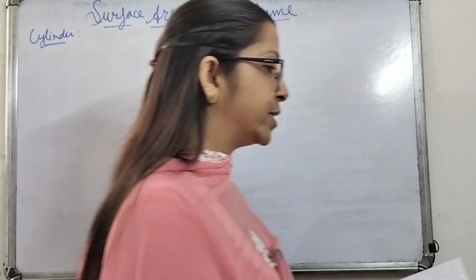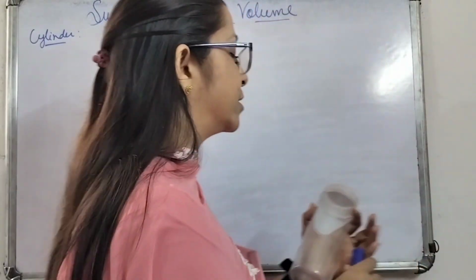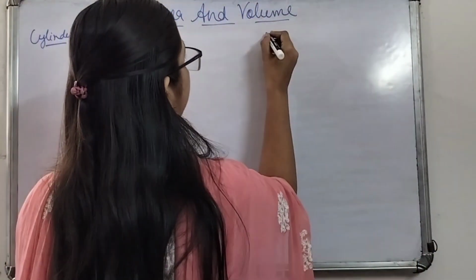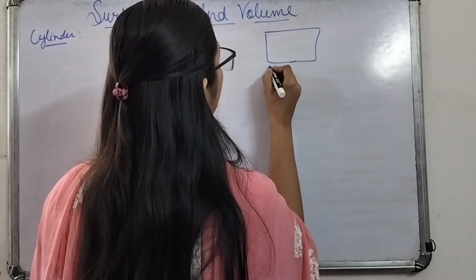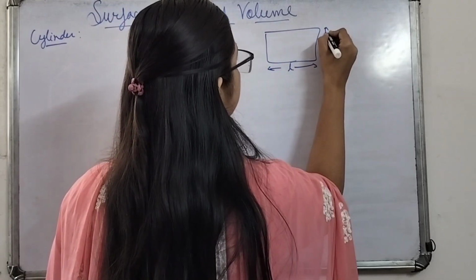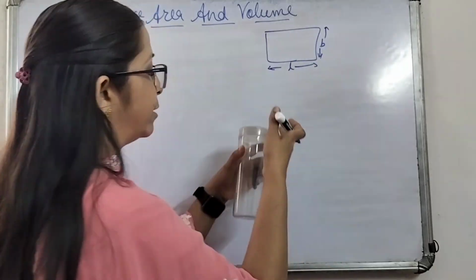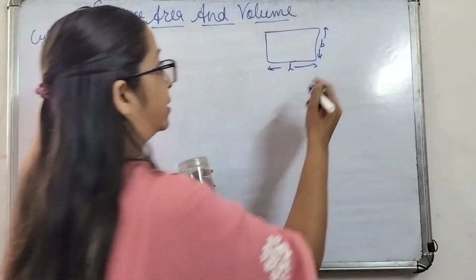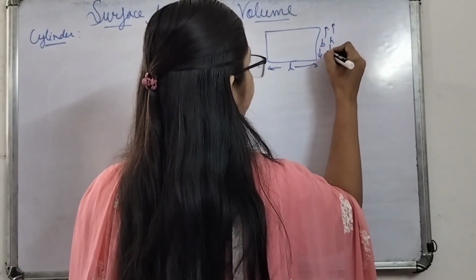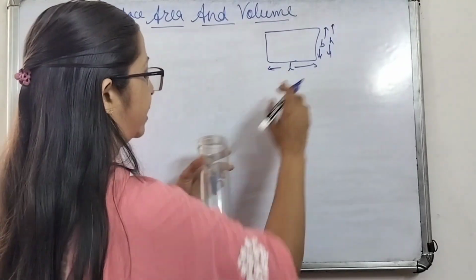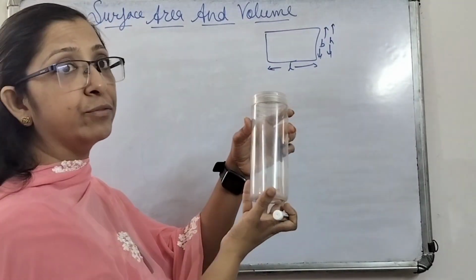So what will the curved surface area of the cylinder be? This is a rectangular page we have taken, whose length and width are these. This width is equivalent to the height of this cylinder. So suppose this is h, and this length is equivalent to the circumference of this circle.